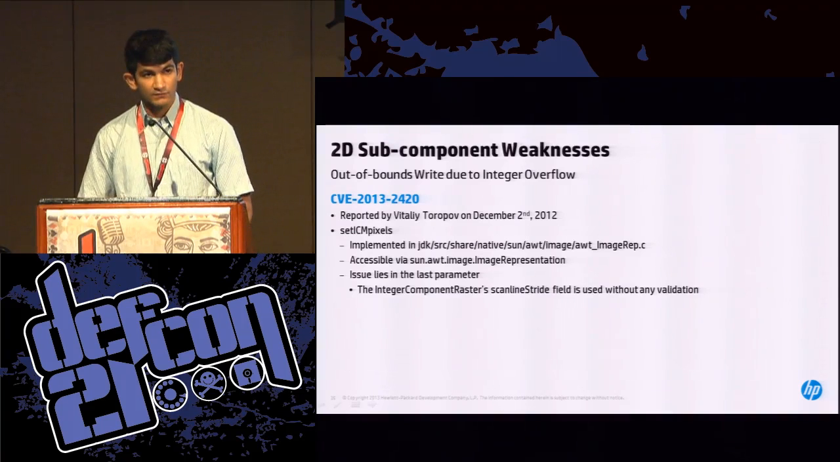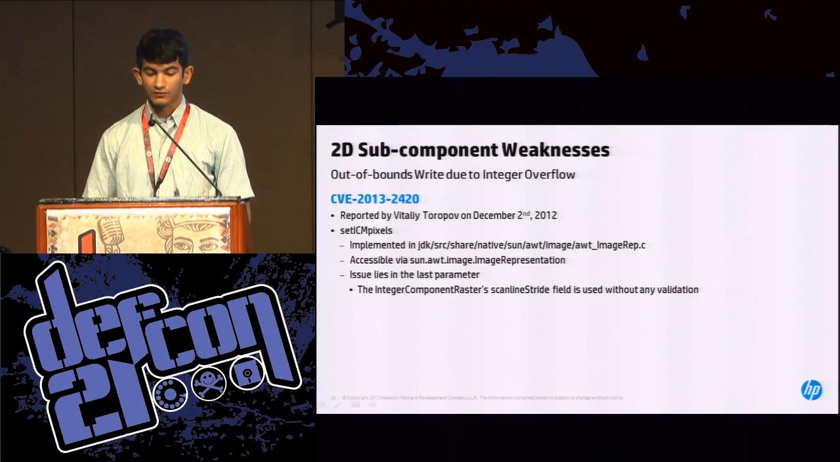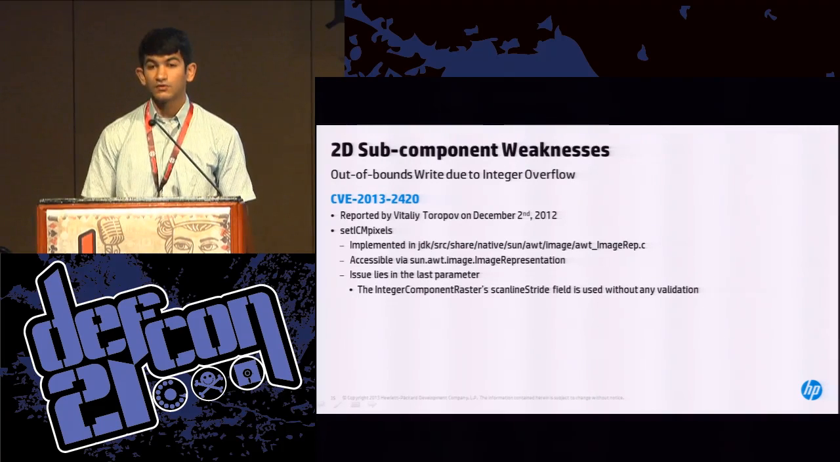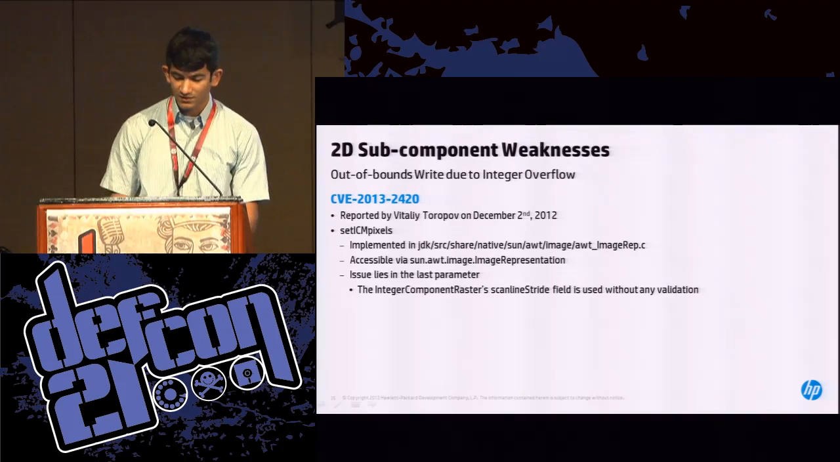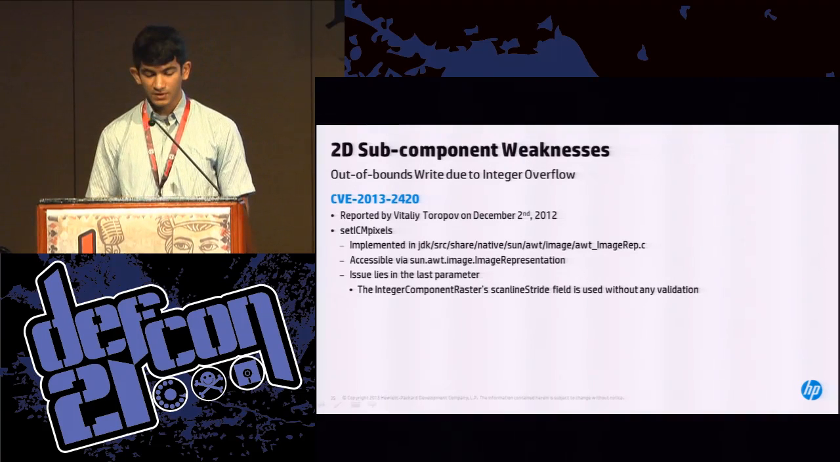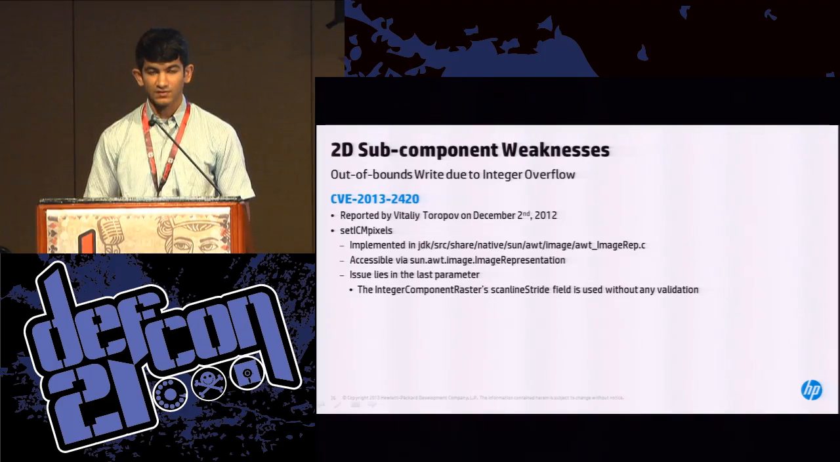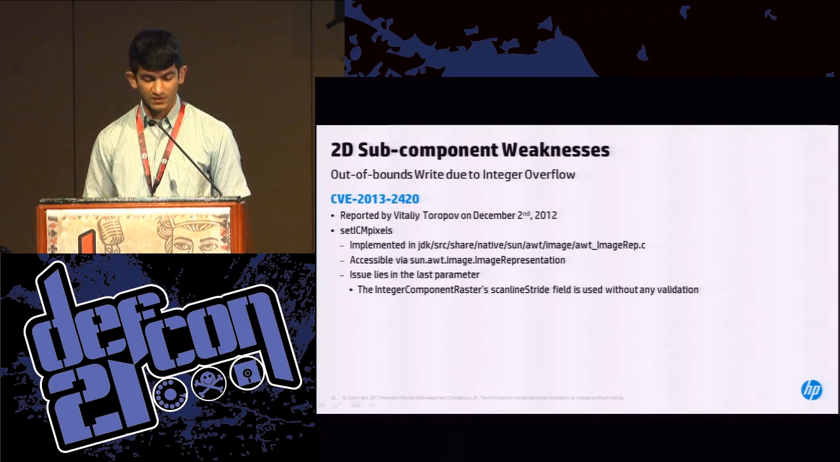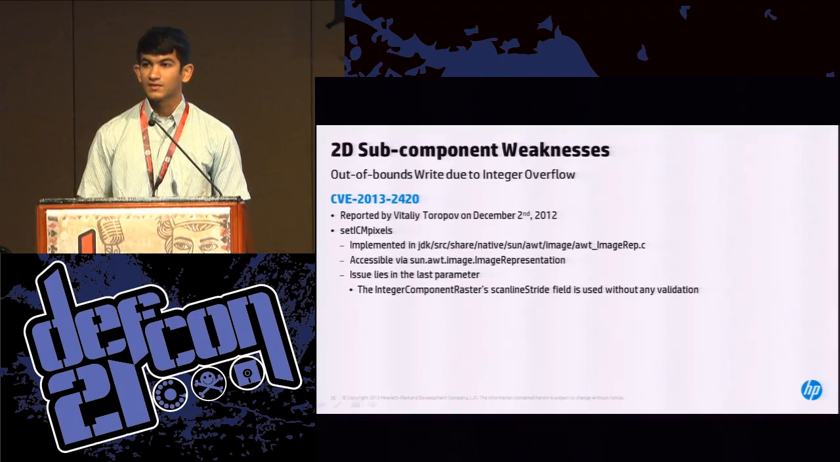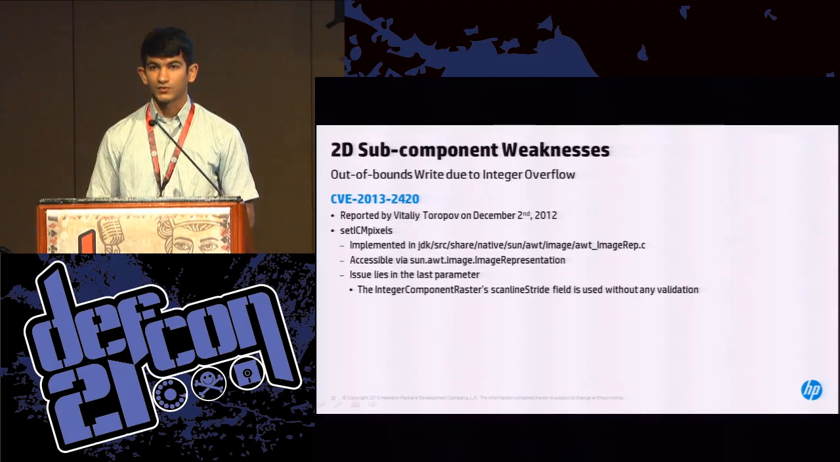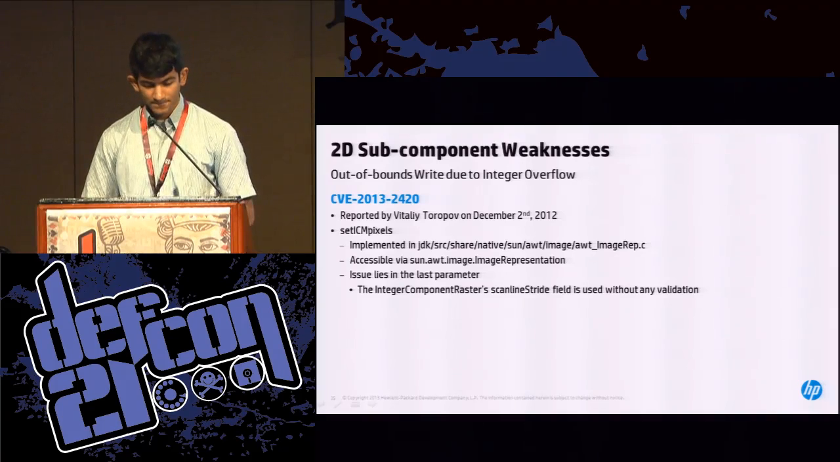So the next vulnerability is also in the 2D subcomponent and is an out of bounds write due to integer overflow. It was reported to us by Vitaly Toropov, and it also exists in native code, specifically in sun awt image rep. It's accessible via sun awt image representation, and the issue lies in the last parameter, which is an integer component raster object that has a scanline stride field that is used without any validation whatsoever.